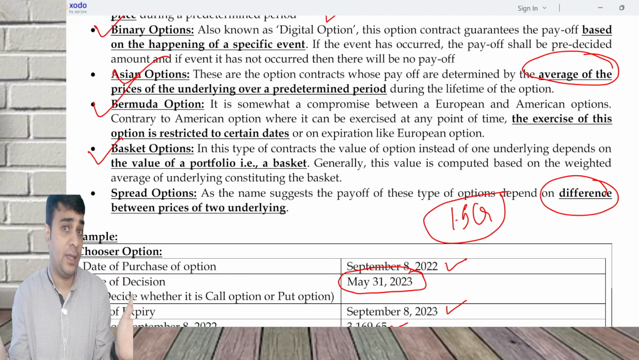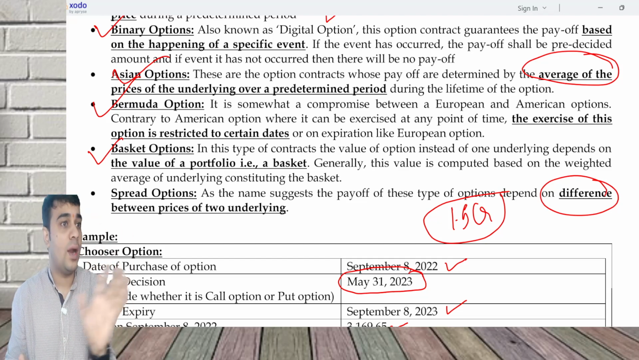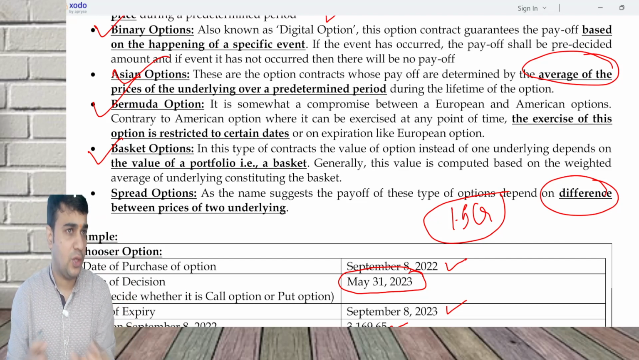It could be the difference between anything. It could be a difference between a bond and a share also. Whatever it is, two underlyings, gold, silver, copper, anything, whatever is logical, you want to find the difference and then exercise it or lapse it.